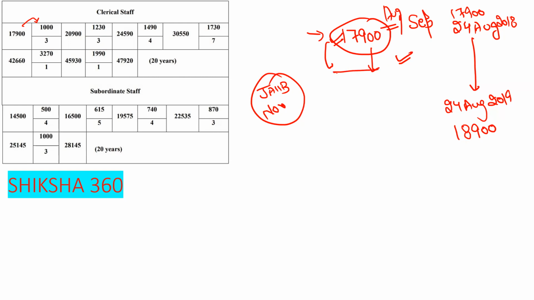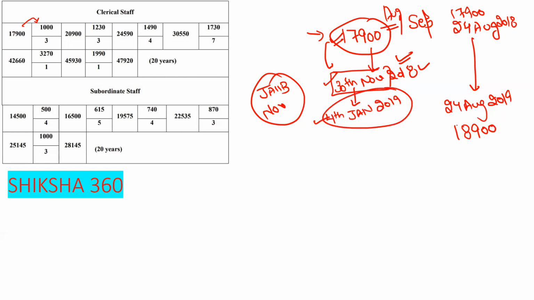What will happen on 30th November 2018? You have cleared all the 3 papers. On 30th November is the last paper of JAIIB, and you have cleared all the papers. The certificate will come on 4th of January 2019. So your increment will start from 4th of January. The increment which you would get on 24th August 2019, you will get on 4th January 2019. That is 17,900 plus 1,000.